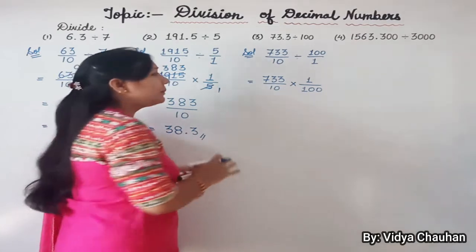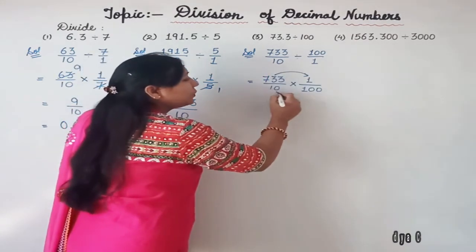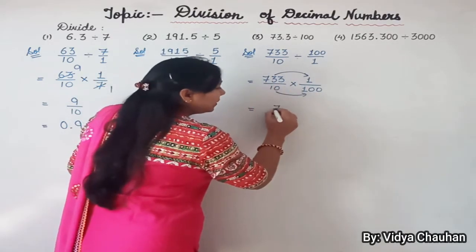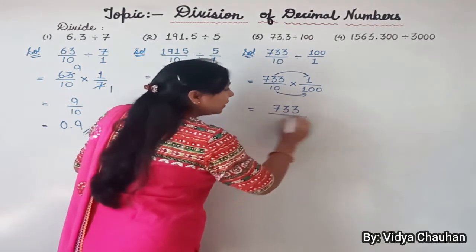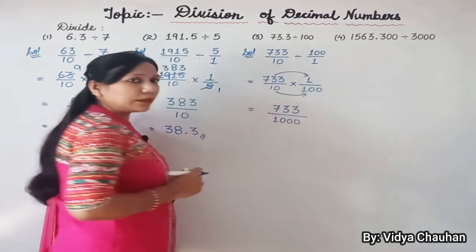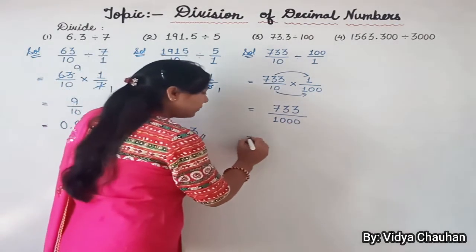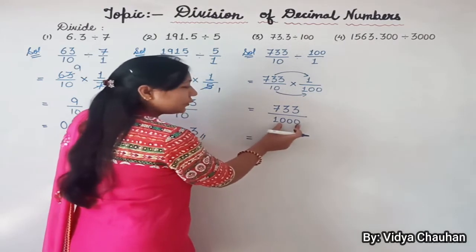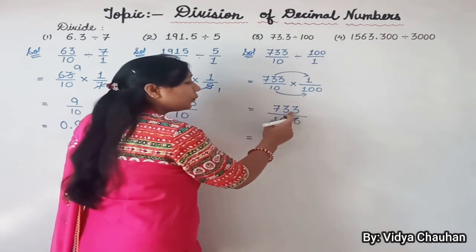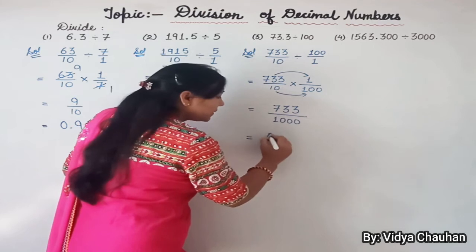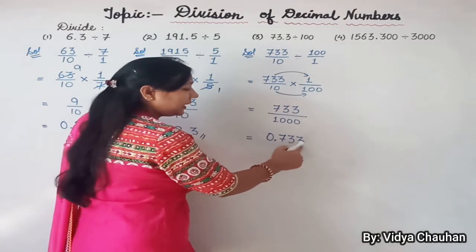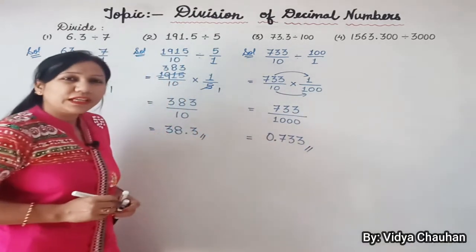So what you will do? Simply do the multiplication process, numerator with numerator and denominator with denominator. So when you multiply 733 with 1, answer will be 733 upon 10 multiplied by 100 will give you 1000. Clear? Now it's time to put the decimal. How many zeros are there in the denominator? 3 zeros. That means decimal after 3 place value. 1, 2, 3. So it will become 0.733. Decimal is after 3 place values. This is your final answer.